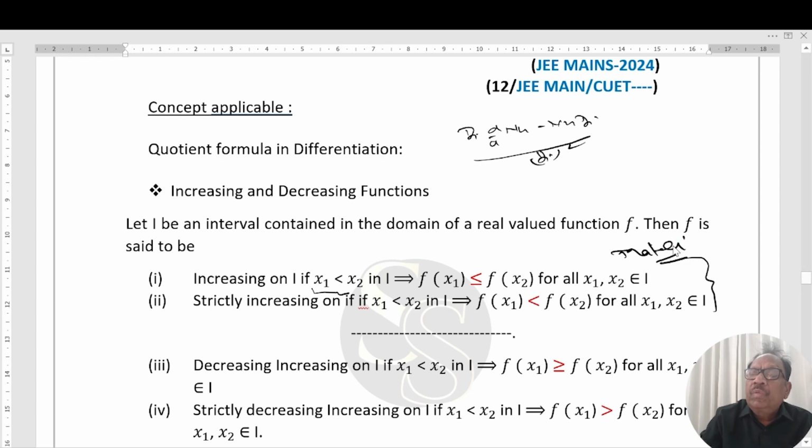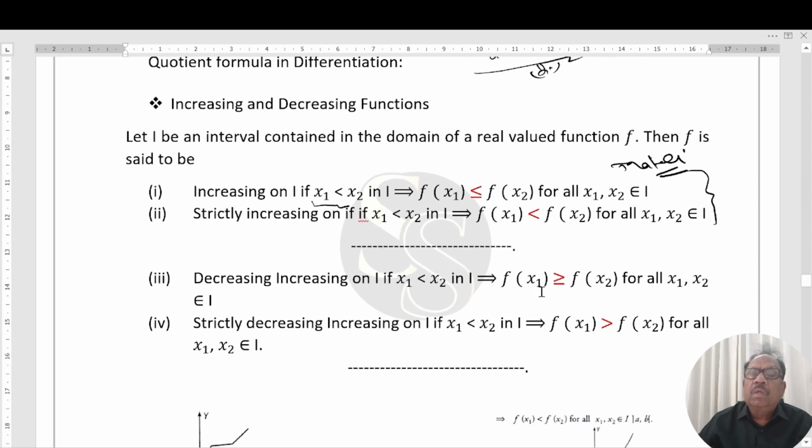Matching means either both are less or both are greater. This is less, this is less, this is less, this is less. Increasing if less than or equal to, strictly increasing if less. Similarly, this means matching is there. Matching. In this case, mismatch.